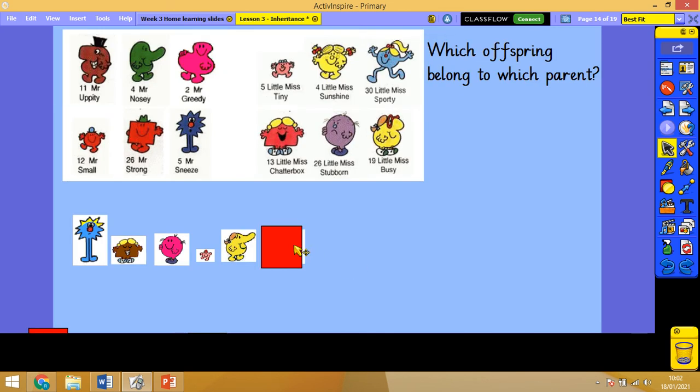Oh, sorry, got one last one to do. And this last one, oh, right. I think this is Mr. Strong's daughter. Same body type as Mr. Strong, same square look. And then I think this is Little Miss Sunshine's daughter as well. Same hair and the same face. Well done if you got those right.